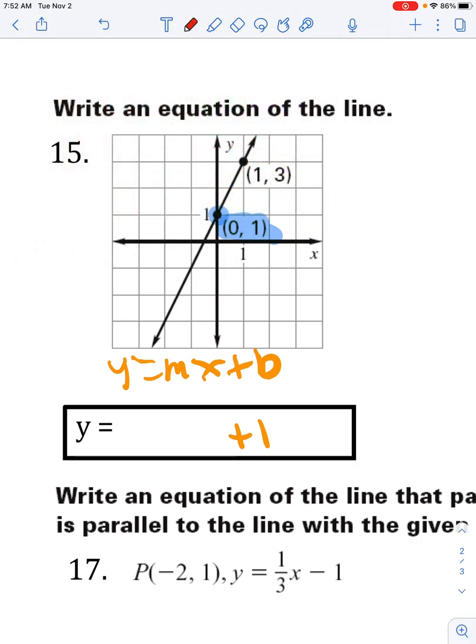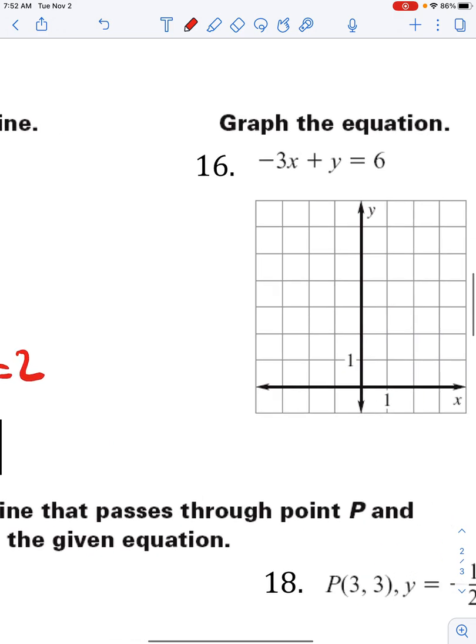So if I've got this nice graph, I'm going to say, okay, my rise is going up 1, up 2. So that's a rise of 2. And I'm going over 1. So I'm going to say y equals, my slope would be 2 over 1, which we could just say is 2. Y equals 2x plus 1.